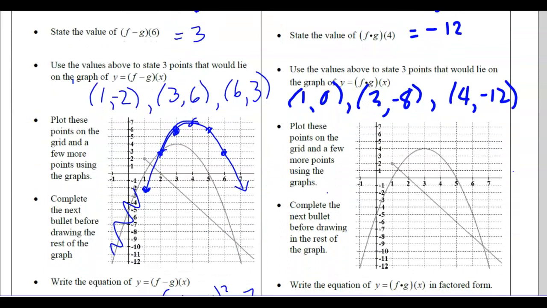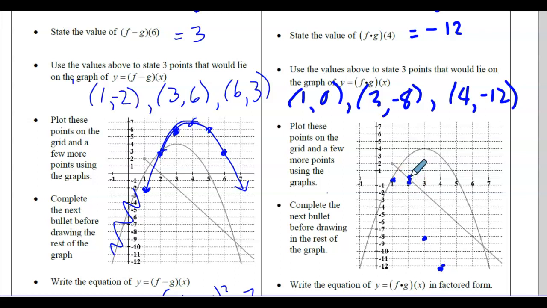Okay, so if we plot those, we need a few more. So choose, say, when x is 2. Anytime any of these original graphs cross the x-axis, when you multiply, you're still going to have an x-intercept because one of the y values is 0. So that's going to stay there.